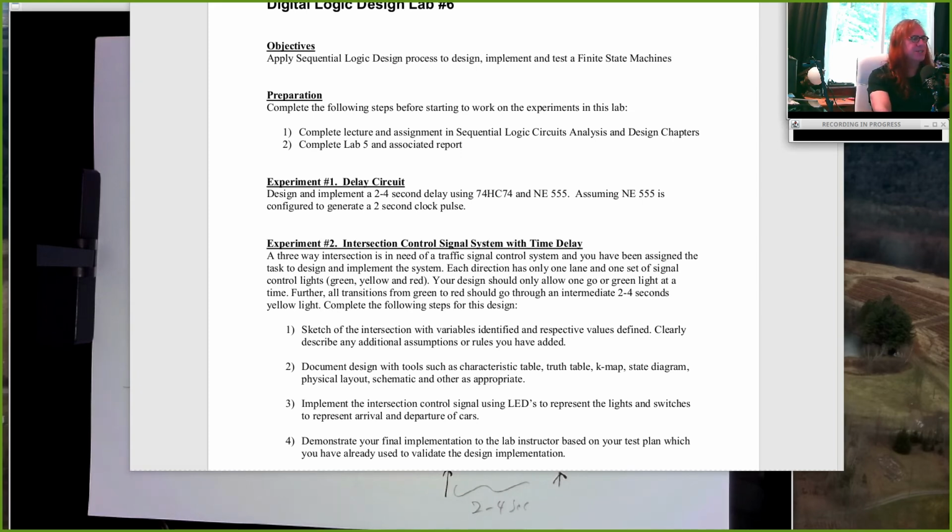So sketch the intersection as usual. Draw a system diagram, which will now be 3 inputs for 3 car sensors and 9 outputs for 9 lights. And then document the design with whatever you think is appropriate. Could be truth tables, could be K-maps, state diagrams, timing diagrams, whatever you think works. And then implement the design to go through this yellow light transition.